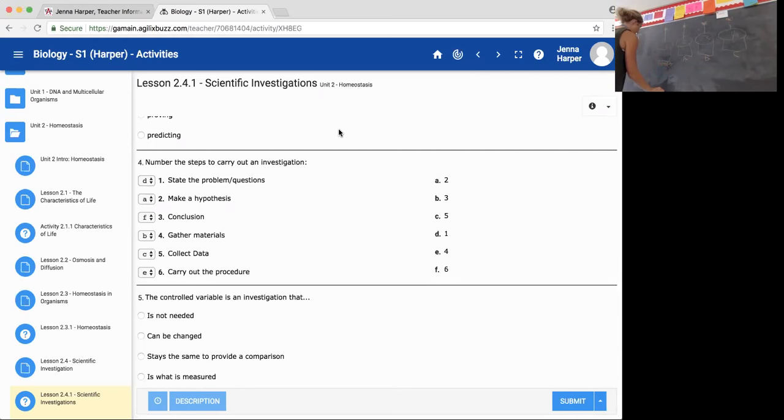Now, if I have a different scenario where, let's pretend, no fertilizer stayed right here the same, fertilizer A went up high, this one stayed the same, and this one again died down a little bit low. Now, what can I say? Can I say that fertilizer A is the best? Does anybody know if I can answer that?